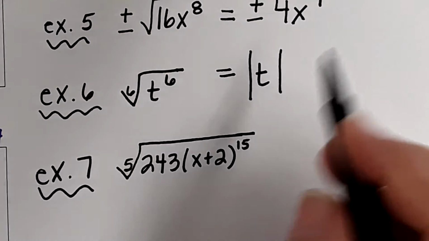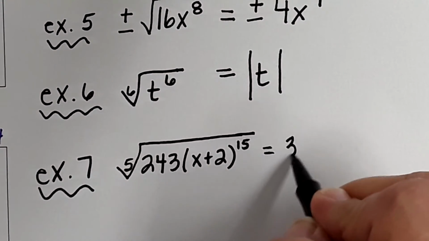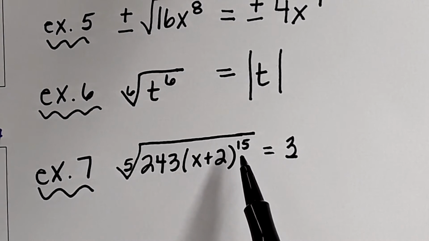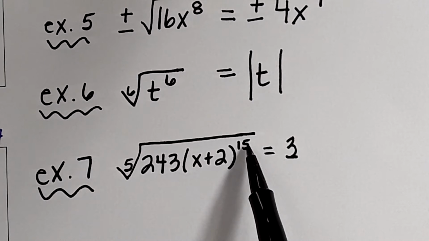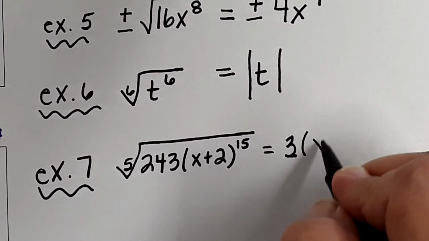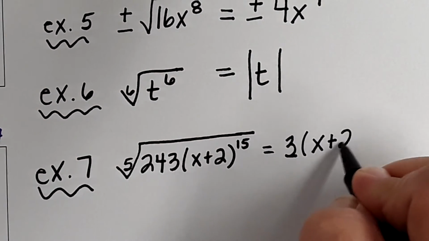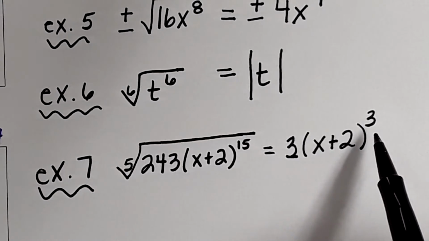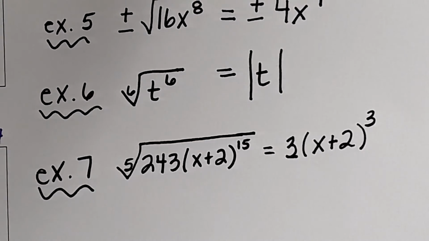Okay, so we found out that this was 3. 15 divided by 5 is what? 3. Because odd divided by odd gave me an odd, I don't need absolute values.